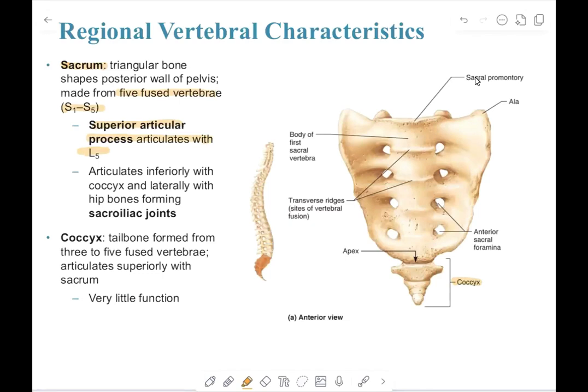It articulates inferiorly with the coccyx and laterally with the hip bones at the SI joint. And remember that the hip bones are part of the appendicular skeleton. The coccyx is the tailbone from 3 to 5 fused vertebrae, and it has very little function.